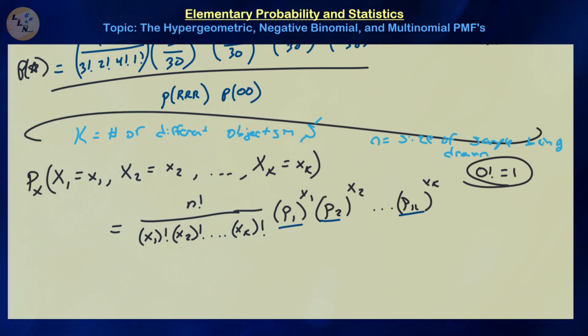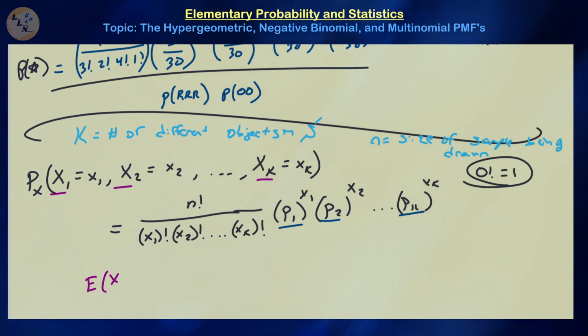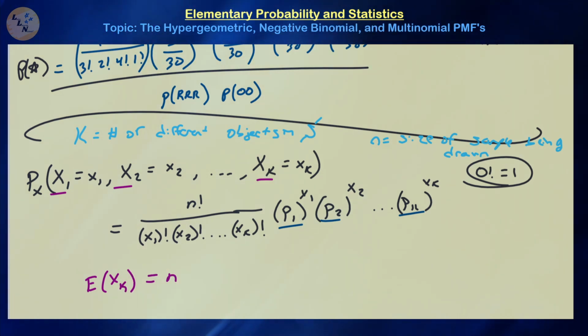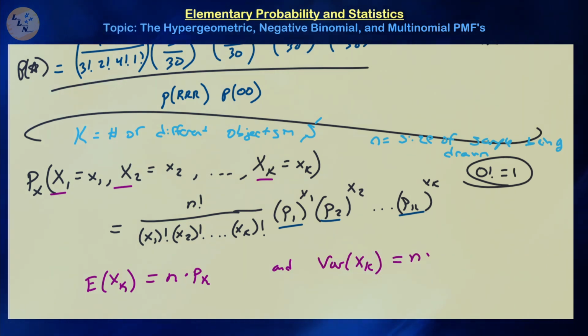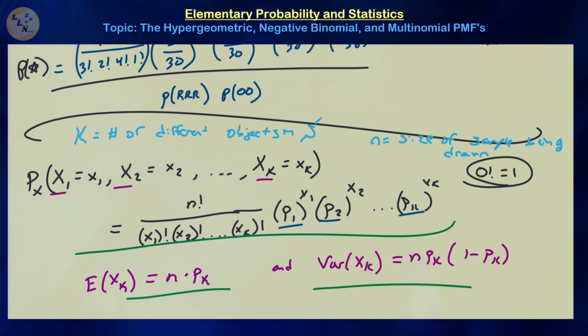So what is the expected value of each of these random variables, x1, x2, xk? You should notice that each of them is very similar to a binomial random variable, so we can look at them in isolation. The expected value of xk is the sample size times the proportion of my population associated to that random variable. The variance is n times the probability of success for that random variable times 1 minus the probability of success, or the probability of failure. So this is the multinomial distribution and all of its wonder.